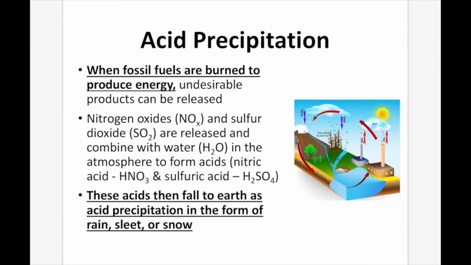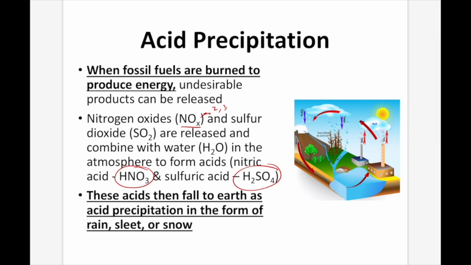Acid precipitation. So going back to fossil fuels, when fossil fuels are burned to produce energy, undesirable products can be released. We mentioned how they contribute to the greenhouse effect, but they're also going to release other things like nitrous oxides, NOx. This X can be 2, 3, etc. It's going to be a variable that can be substituted in for a different number later on. And sulfur dioxide, SO2. These 2 things can be released and combined with water, so H2O in the atmosphere, to form acids, mainly nitric acid and sulfuric acid, HNO3 and H2SO4 respectively. These acids then fall to Earth as acid precipitation in the form of rain, sleet, or snow.